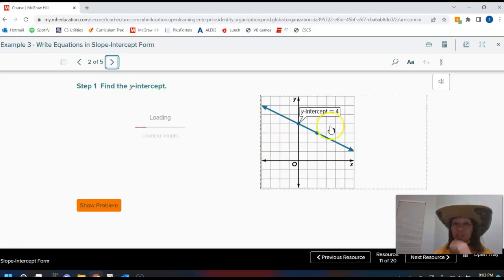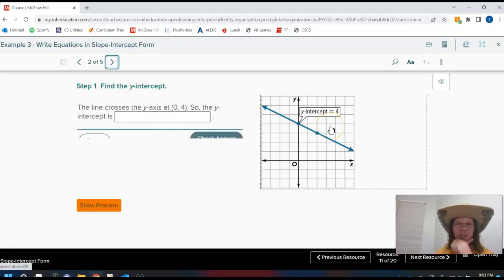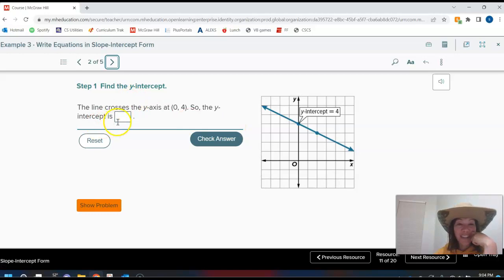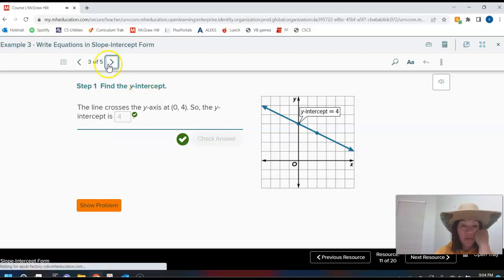So our y-intercept is 4. If you said 4, give yourself a pat on the back, or just give yourself a big old yee-haw, you know, the cowboy hat and all. So the y-intercept is 4. And gosh darn it, we are correct.